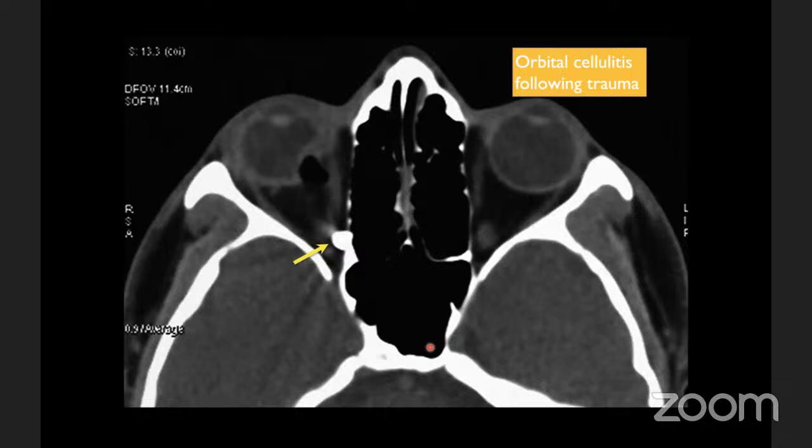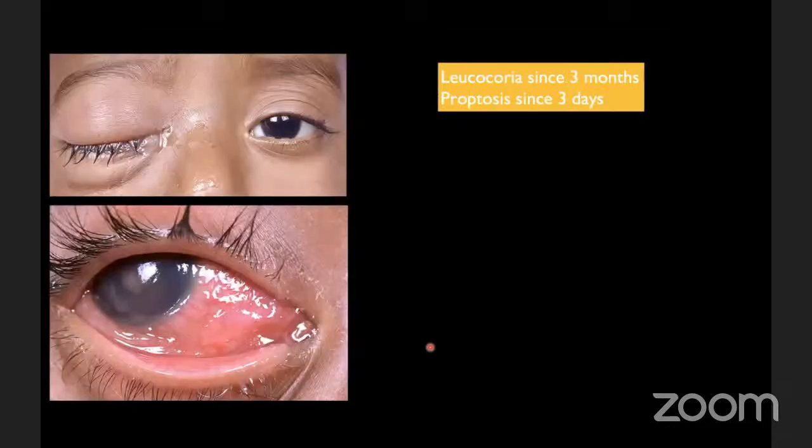So that is an orbital cellulitis which is occurring following a trauma. In the clinical image, you could see ecchymosis. So that itself is an indication that there was probably a traumatic event. And that is why a CT scan needs to be ordered to look for any foreign body.